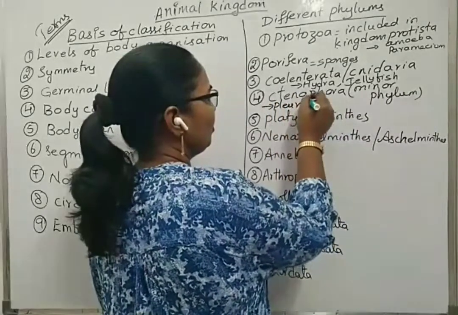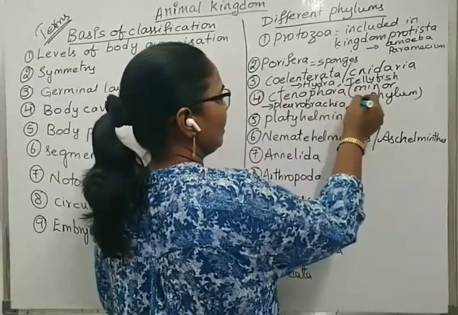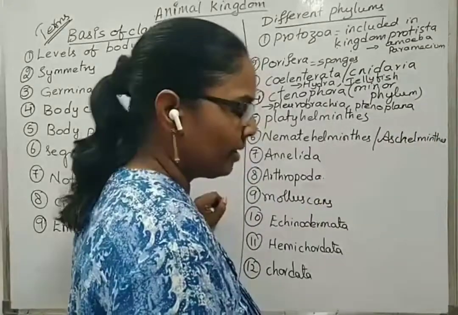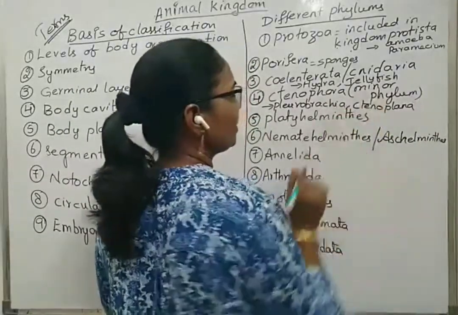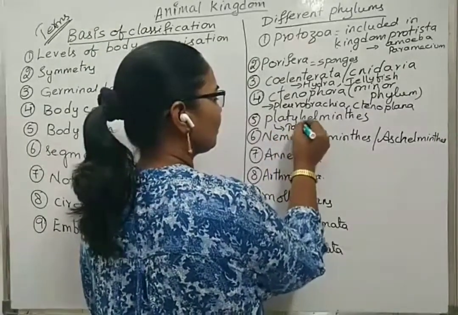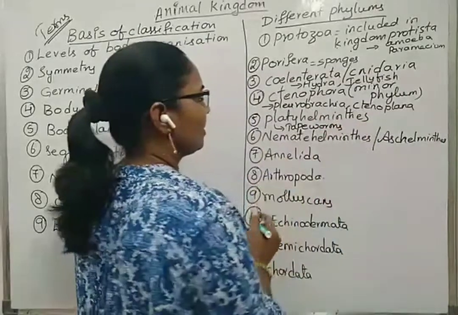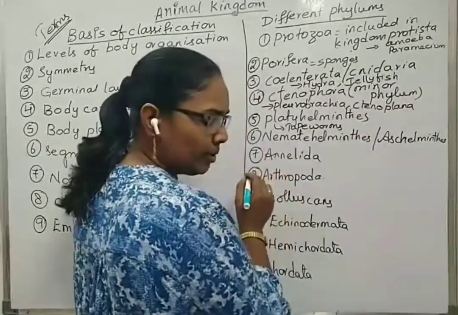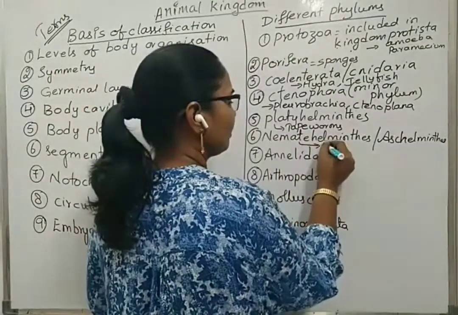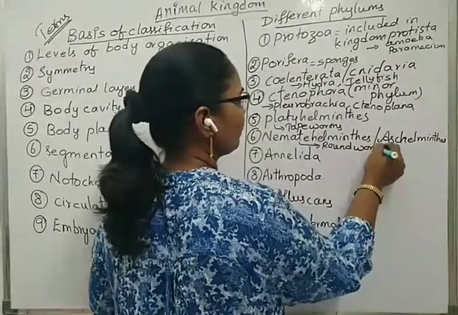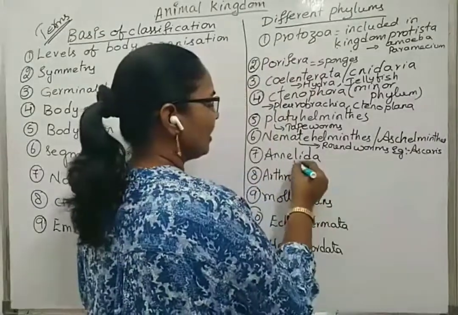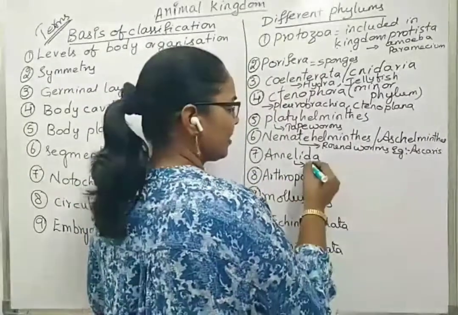Pleurobrachia and Ctenoplana. Ctenoplana is correct. Next, under Platyhelminthes, we read about tapeworms. Under Nemathelminthes or nematodes, we read about roundworms, for example, Ascaris. Under Annelida, we read about earthworms, leeches, etc.